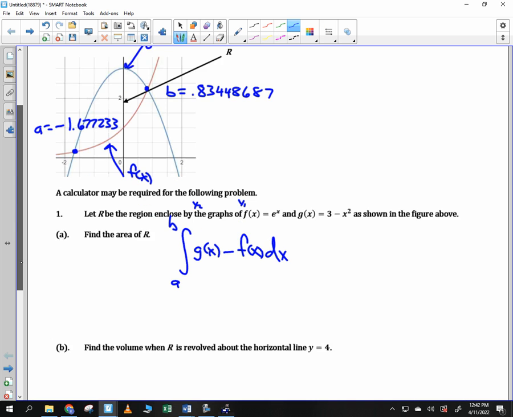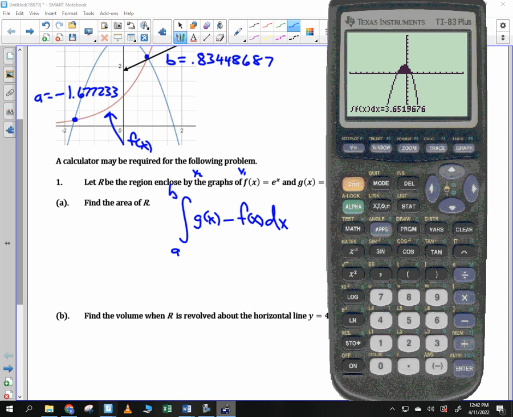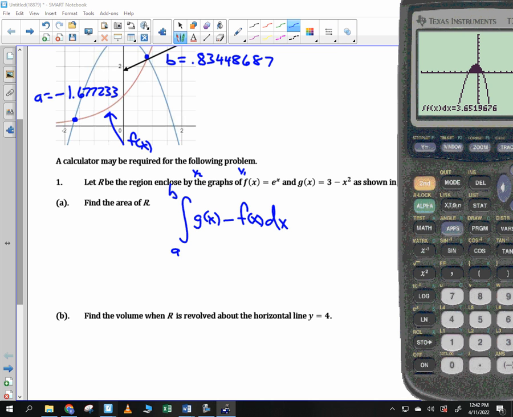And I get, and this is the rule for AP, this is what they'll accept, 3.651 or 3.652. So either just cut off after the third decimal place or round to the closest third place. Either one they would accept. Do you see that?